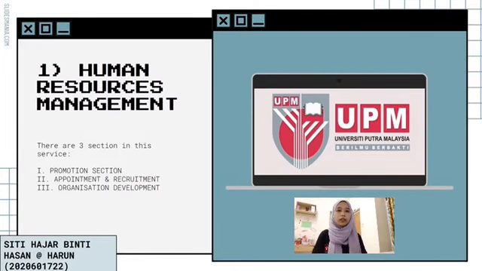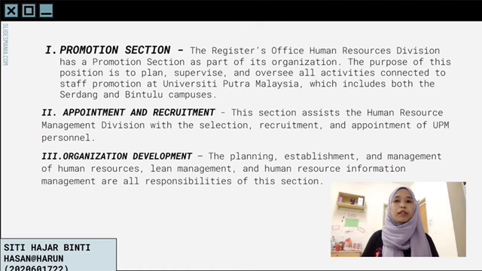Human Resources Management. There are 3 sections in this service. First, Promotion Section. Second, Appointment and Recruitment. And third, Organization Development. First, Promotion Section. The purpose of this position is to train, supervise, and oversee all activities connected to staff promotion at University Putra Malaysia, which include both the Serdang and P2 campuses.